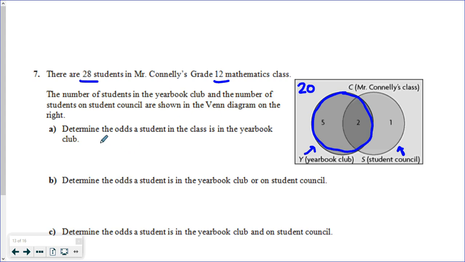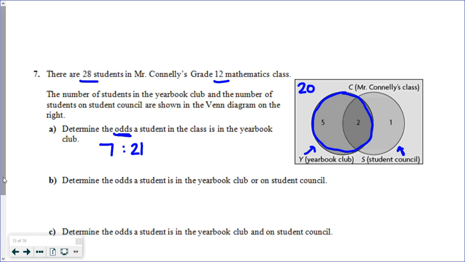So there are in total 7 students in the yearbook club, 28 students in total, but when it's saying odds, that's not our total number of students. We need to figure out what our unfavorable outcomes are, and those are students that are not in the yearbook club. So this 20 plus this 1, so 7 to 21.